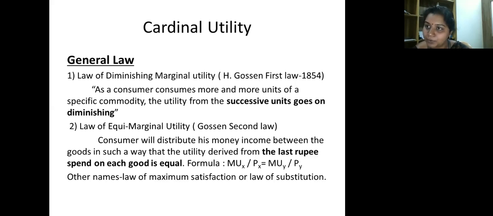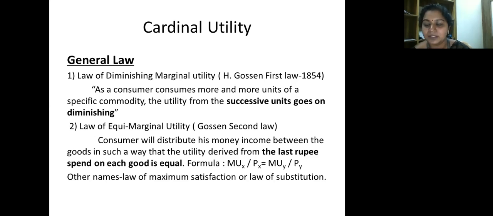So you have to distribute your total income between these two products. How will you distribute this money income? Usually, the last unit spent on both products should give equal satisfaction. For example, my income is 20 rupees and I'm spending 5 rupees on one product and 15 rupees on another product. But the last rupee is giving more satisfaction for product X. What will I do then? I will withdraw the money from Y consumption. I will buy more X product, right? Because X product consumption is giving me more satisfaction.